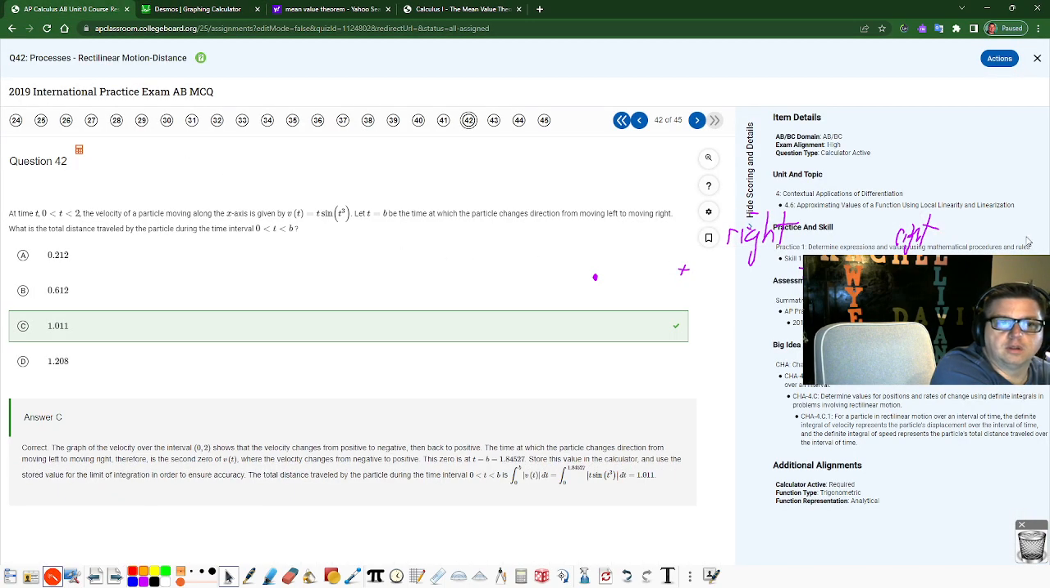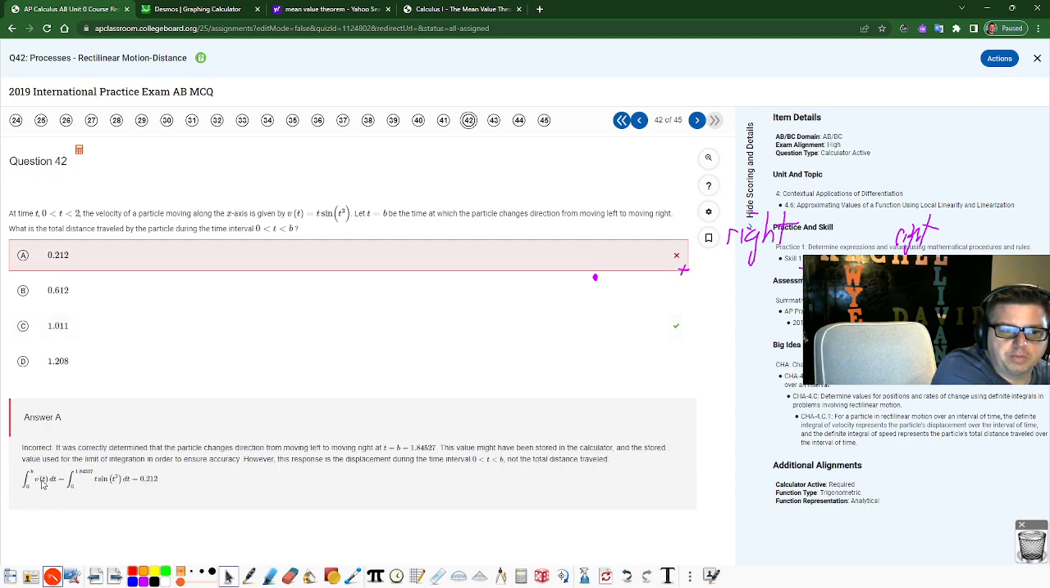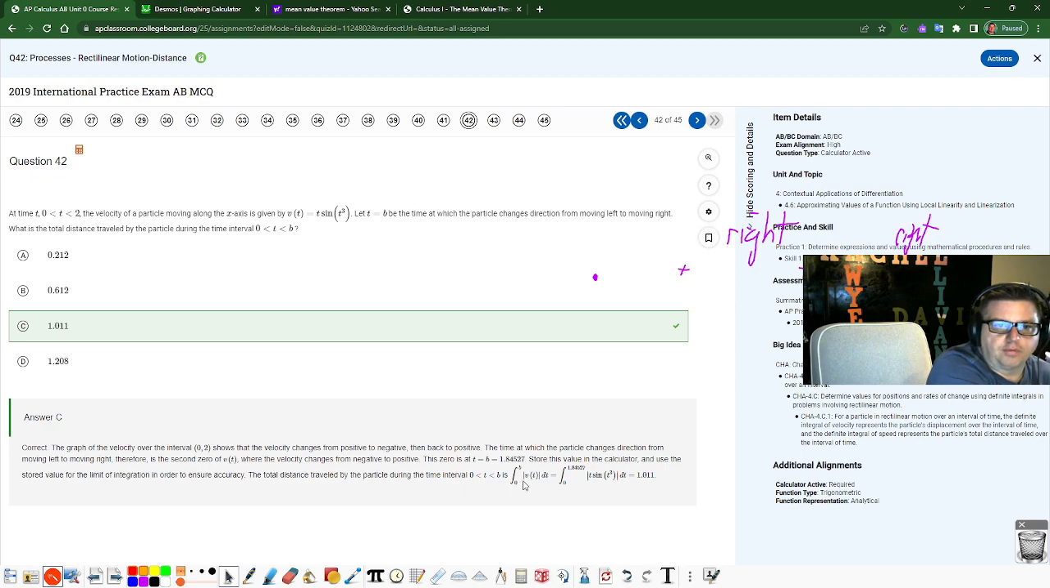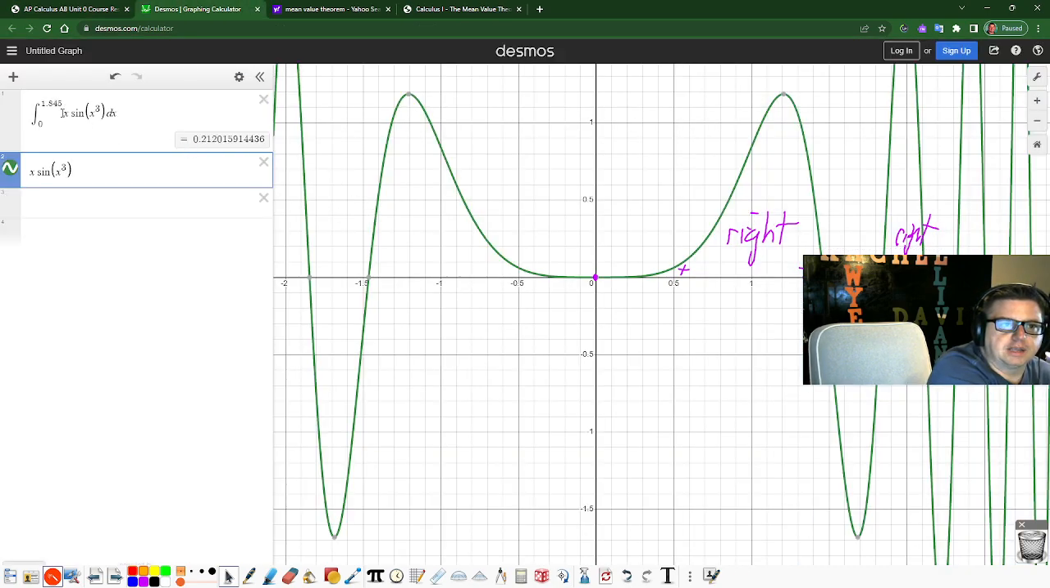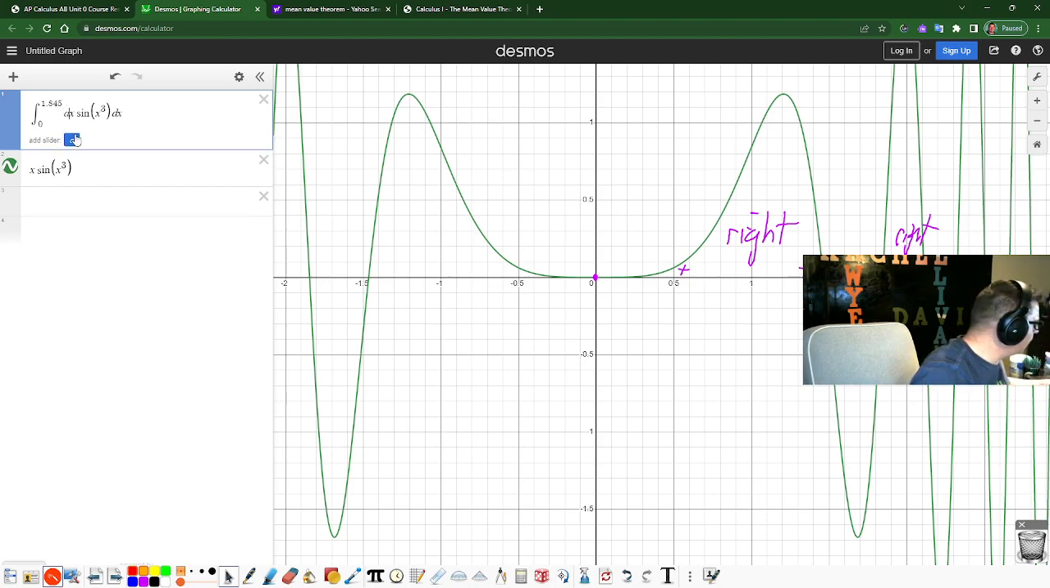And I don't know, did we even check this answer? I might even be wrong. And of course I'm wrong. The graph, so what did I do here? So 0 to b equals 0 to 1.85. It was correctly determined that the particle changes directions at that. This value might be stored in a calculator and used for the limit of integration in order to ensure accuracy. Oh, we had to do the absolute value of it. And that's why, because we have to do the absolute value of the velocity. So this is kind of like a speed thing. So we needed to do ABS.